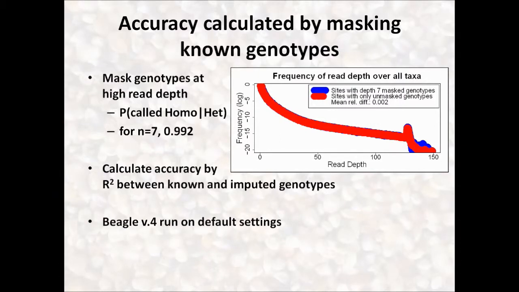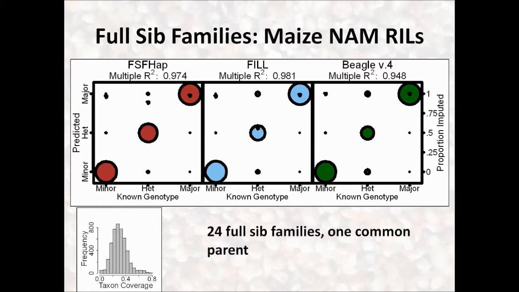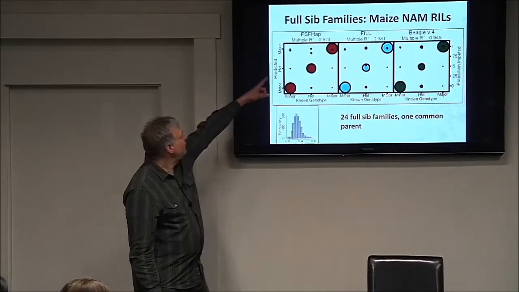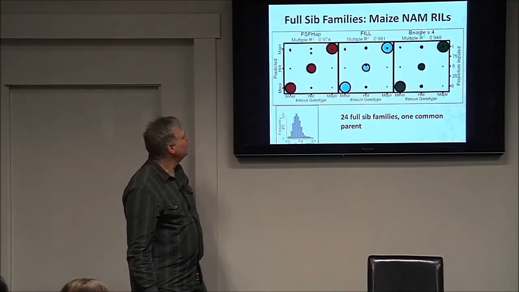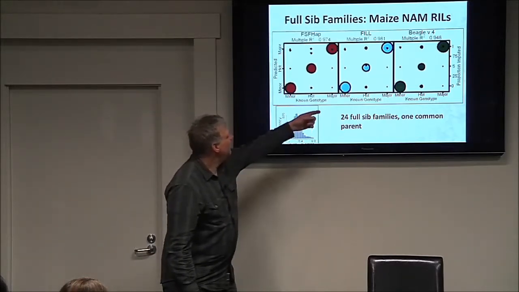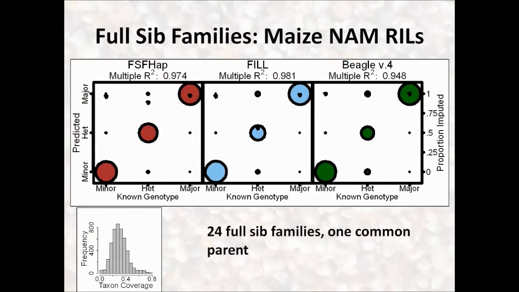She also ran Beagle 4 for comparison. I'm not sure what she means here, so I'll skip that. And this has been totally messed up shifting to this machine. I think the sizes are still there. So this is comparing the FSF HapMap method, which is Peter's method for full sib families, versus fill-in on full sib families versus Beagle. And the main point is that the one that's designed for full sib families does the best, pretty much.